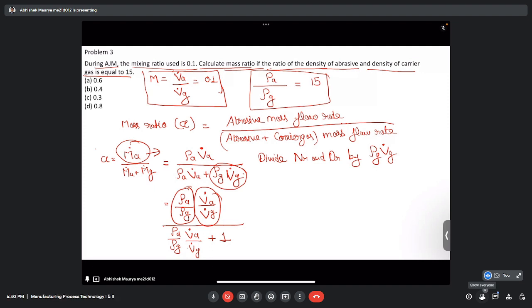Okay. Now we will substitute the values directly from the top. And what will we get? We will get 15 multiplied by 0.1 divided by 15 multiplied by 0.1 plus 1. If you solve it, what will you get? 1.5 divided by 2.5, which is nothing but 0.6. So alpha we will get 0.6, and the correct answer is A.